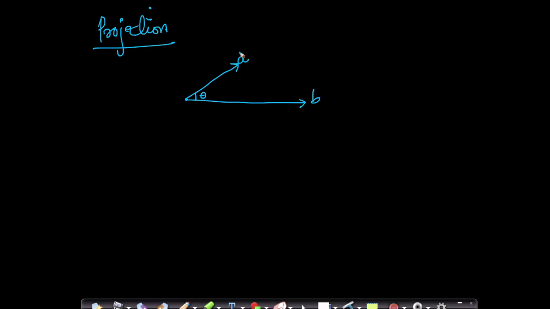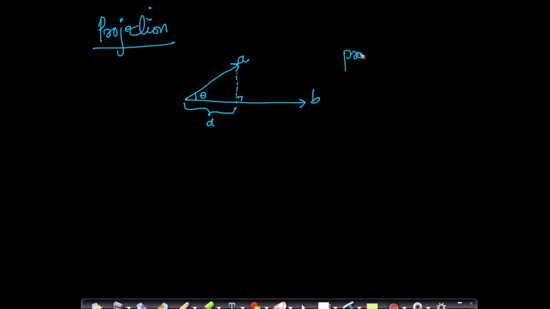A projection of a vector A onto a vector B is nothing but you take this vector and make it fall perpendicularly on B, and this distance D is the projection of A on B. So basically you have a vector, you let it fall onto vector B. That's what you're projecting A, or letting A fall onto B, and the distance that you get on B is called the projection of A on B.